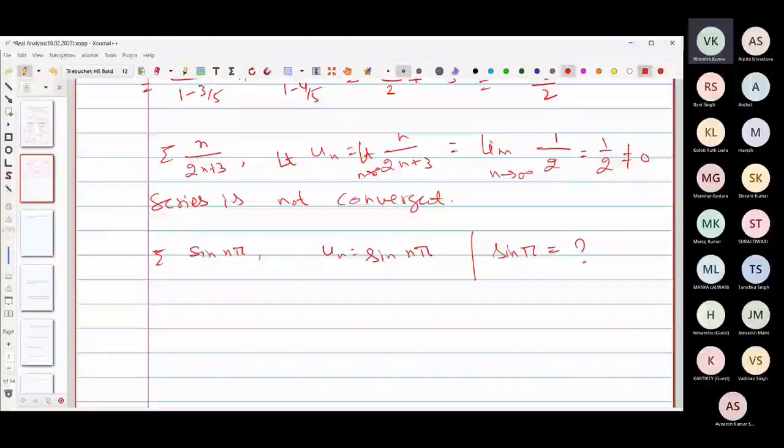Then we have the third question. Prove that this diverges and this also diverges. Why?